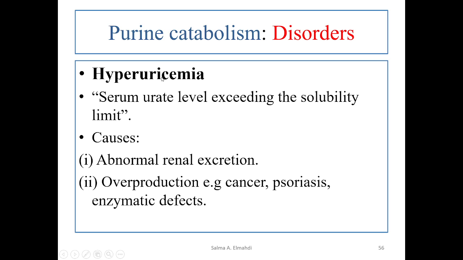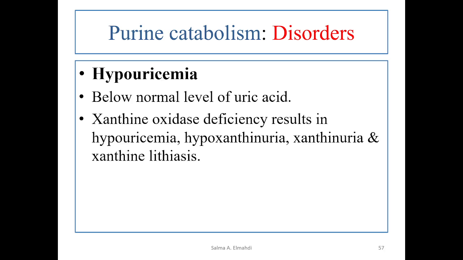And on the other hand, we have hypouricemia, which is below normal levels of uric acid, which results from xanthine oxidase deficiency, leading to reduced uric acid level, increased hypoxanthine and xanthine levels, and xanthine lithiasis. That is stones formed from xanthine in urine.